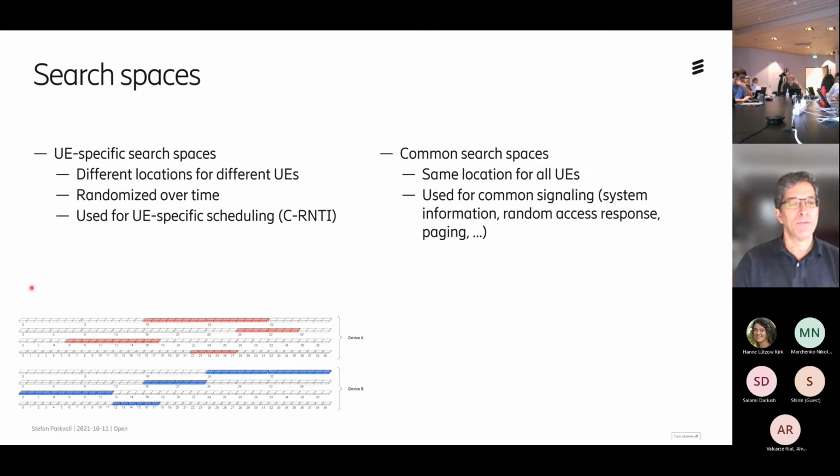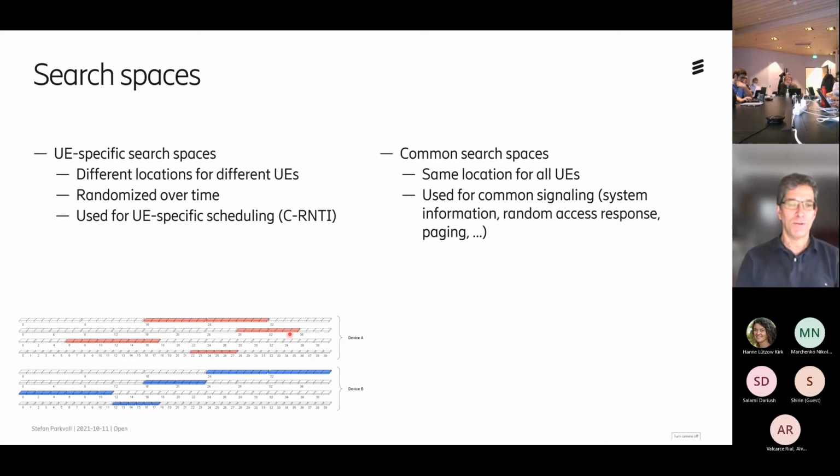Because we have put some structure in it. If you have an aggregation level of one of these control channel elements, then they can start anywhere. But if you have an aggregation level 8, then they can just start on every 8th position. So there's a little bit of structure in how we have specified them. Then we have also randomized them over time in a UE-specific manner.